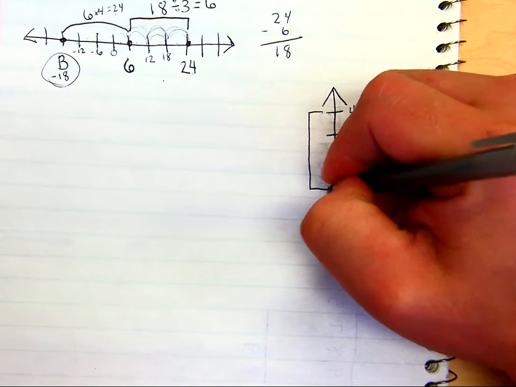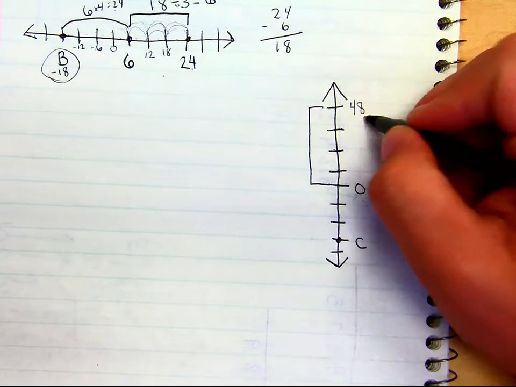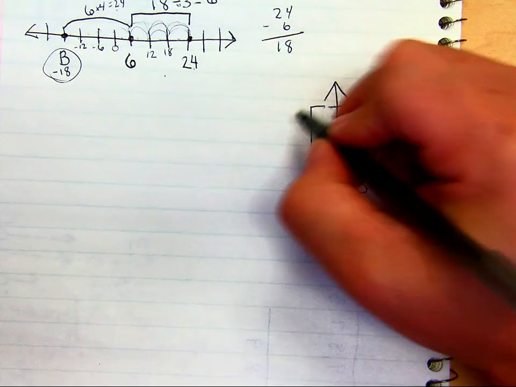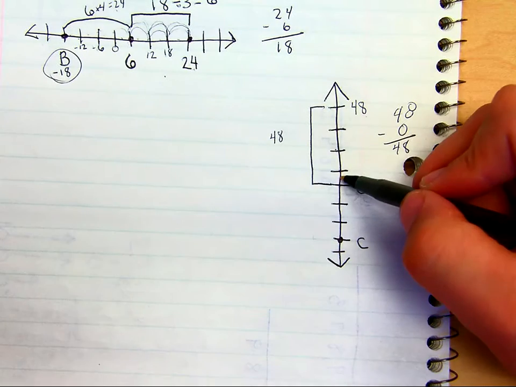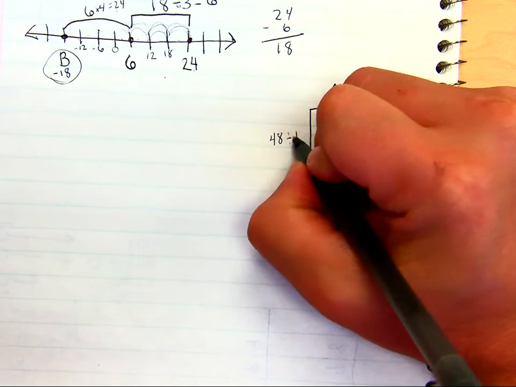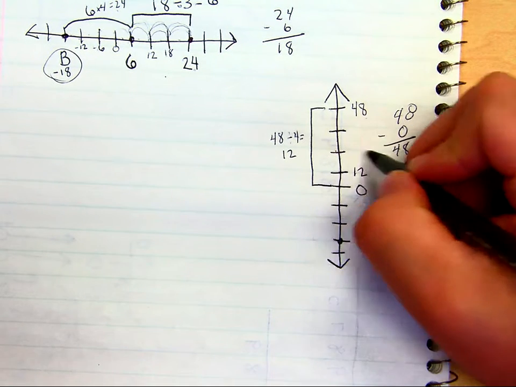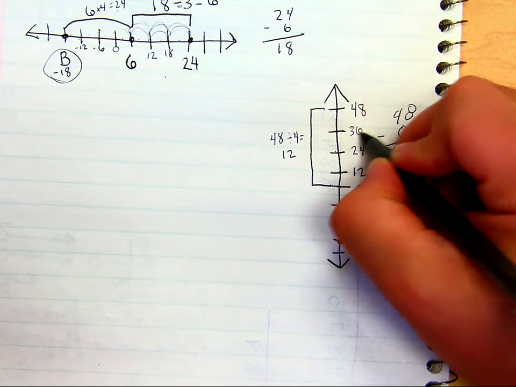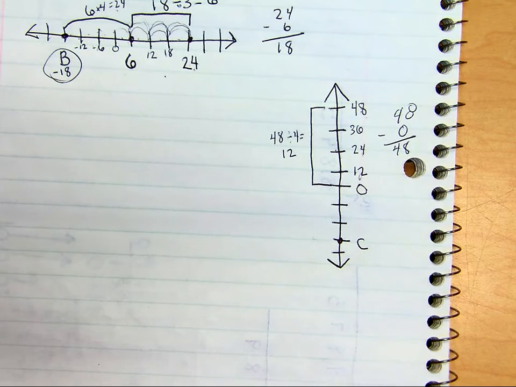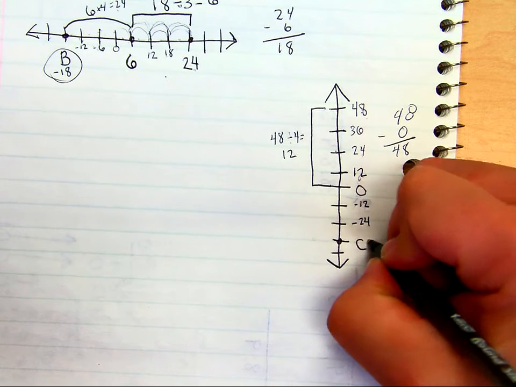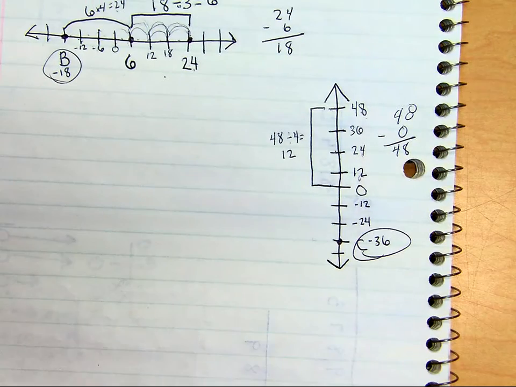A way to get directly there always is to figure out the distance from 0 to 48. That would be 48 minus 0, which is going to be 48. So I take 48, and I'm splitting it into 1, 2, 3, 4 parts. Means each part is worth 12. So 12, 24, 36. The reason why I'm labeling these is just to double check and make sure that yes, the scale actually works. Negative 12, negative 24, negative 36. So C would be negative 36. It's integers on a number line.